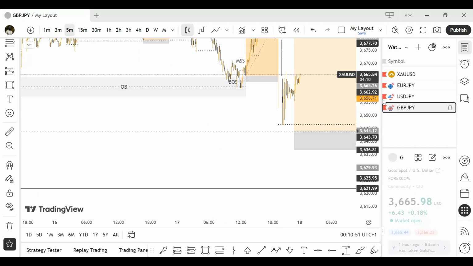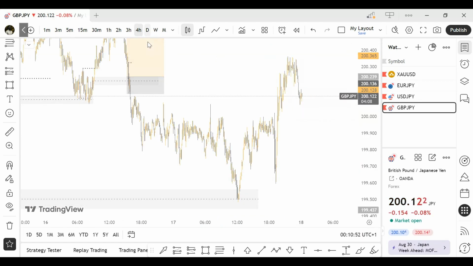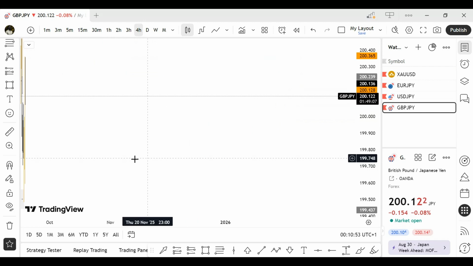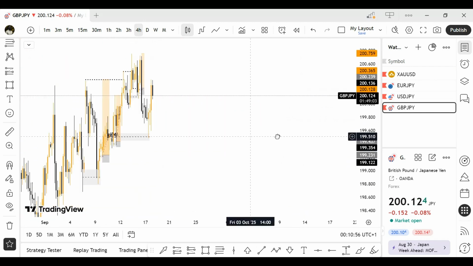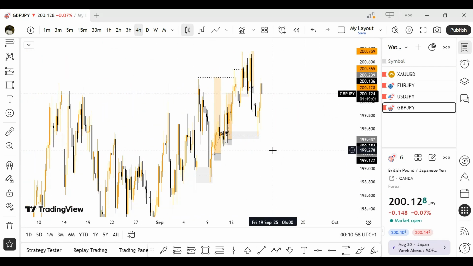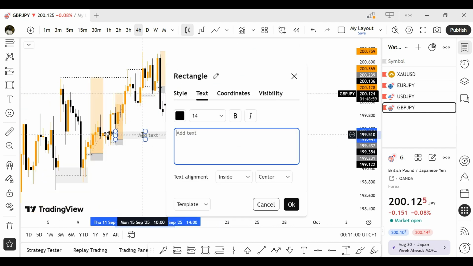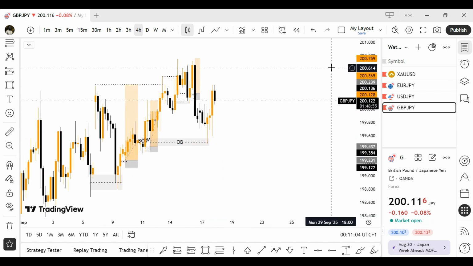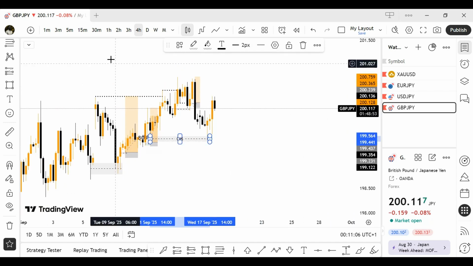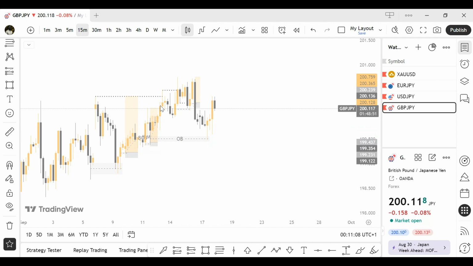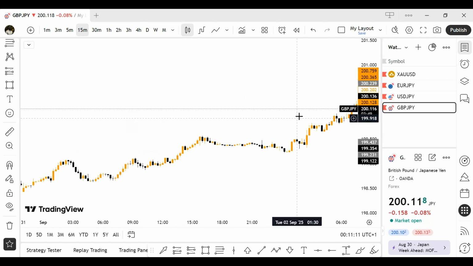Let's go to a different chart. Now this is a GBPJPY 4 hour time frame. Now I have my 4 hour order block here. Let's say this is the 4 hour order block here. Then what will I do? I have to switch to the 15 minute time frame to get my confirmation entry.